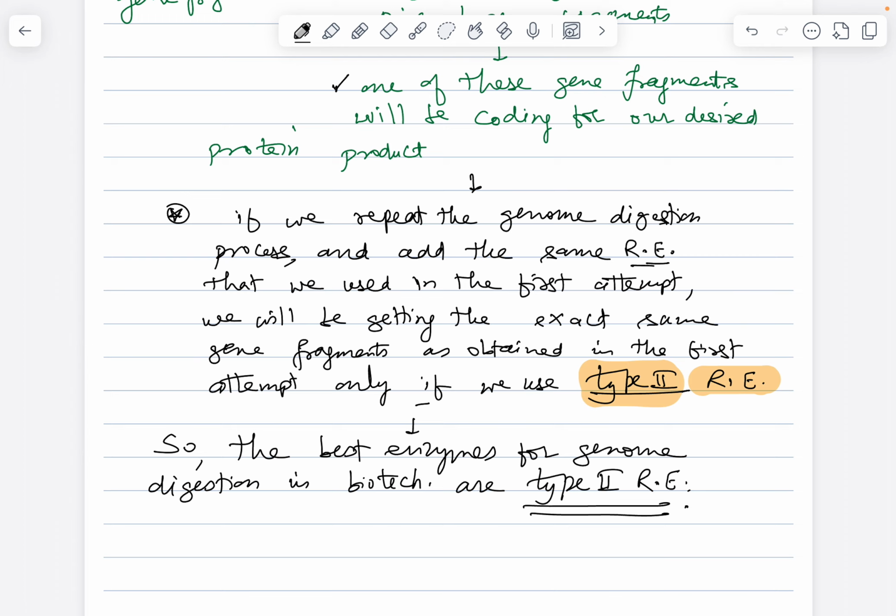In the next lecture, we'll continue the story forward where I'll explain to you about two different options within type 2 restriction endonucleases. Those two different options are blunt end producing type 2 restriction endonucleases and sticky end producing type 2 restriction endonucleases. For that, stay tuned.